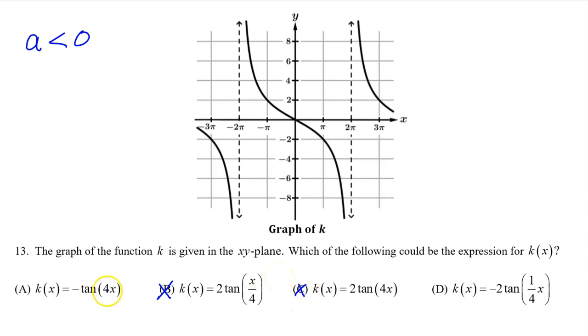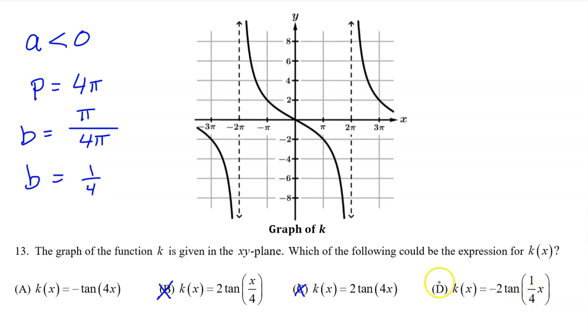I notice that options A and D have different b values, so let's calculate the b value and see which one is a match. We need to start with the period, which can be measured from asymptote to asymptote. From negative 2 pi to positive 2 pi is a total of 4 pi, so that's the period. The b value will be given by pi divided by the period for tangent functions. The pi's cancel out, leaving a b value of 1/4. This corresponds to answer choice D.